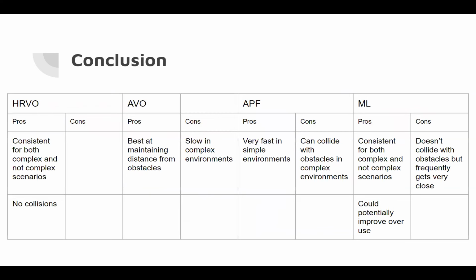For the conclusion, HRVO was consistent for both complex and non-complex scenarios and avoided collisions well. AVO is the best at maintaining distance from obstacles, but was slow in complex environments. APF was very fast in simple environments, but can collide with obstacles in complex ones. ML was consistent for both complex and non-complex scenarios, but could potentially improve over use. Although it doesn't collide with obstacles frequently, it gets very close.